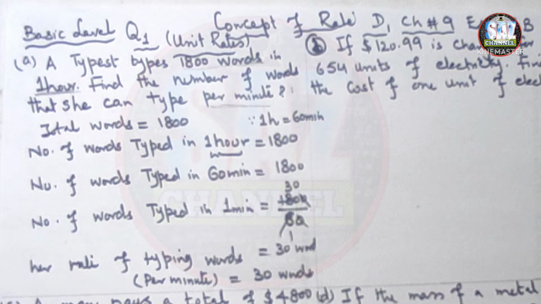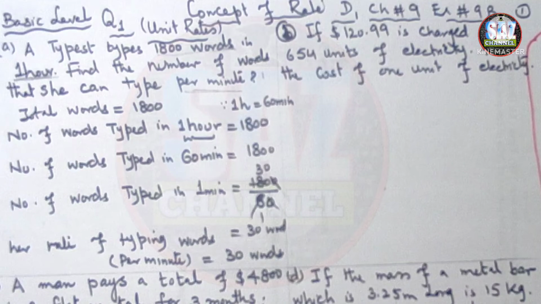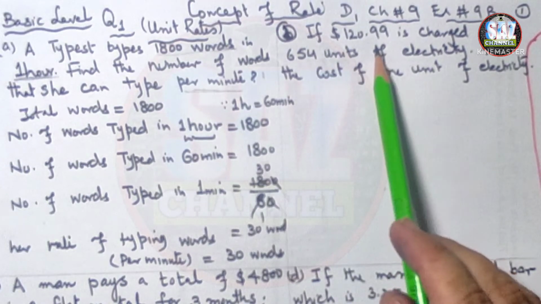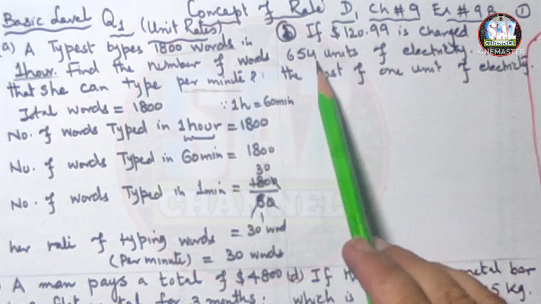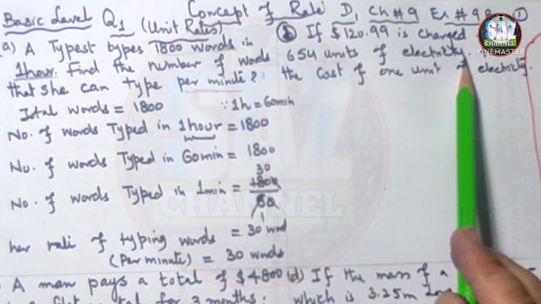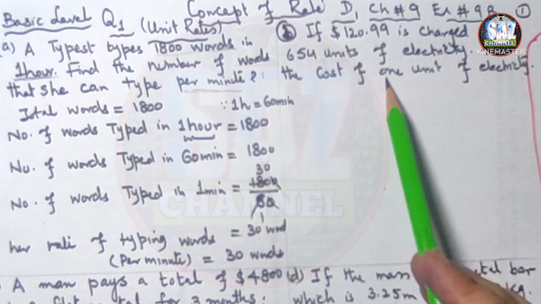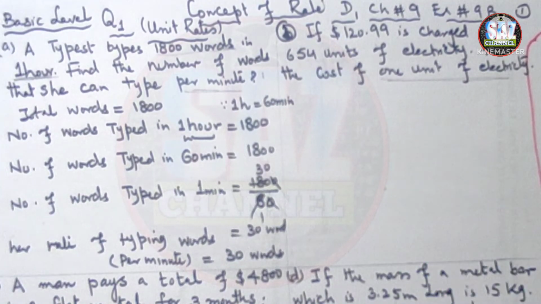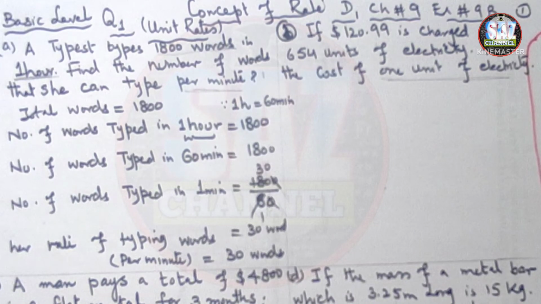And the second part says, if $120.99 is charged for 654 units of electricity, find the cost of 1 unit of electricity. Cost of 1 unit, or per unit cost, we need to find. So that is the indication for the rate. So read the question and underline or block important terms.